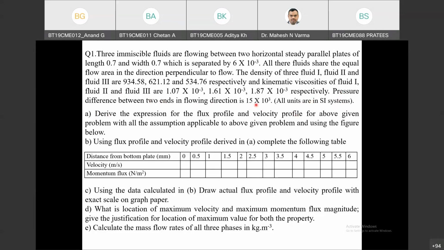So the pressure difference due to parallel fluids, P0 minus PL, is 15 into 10 raised to minus 3 Newton per meter square. All units are in the SI system. It is given. Now derive the expression for the flux profile with this given condition.